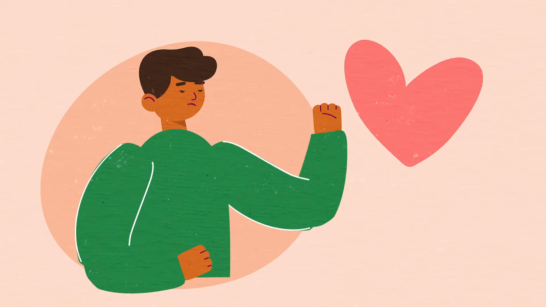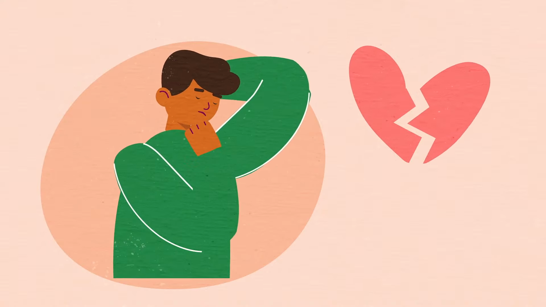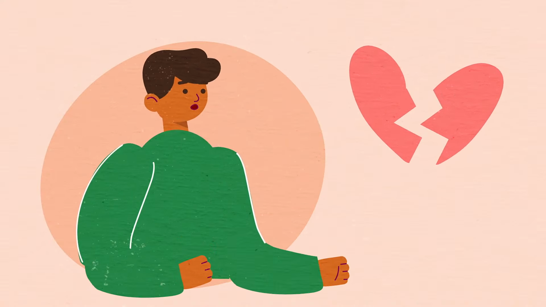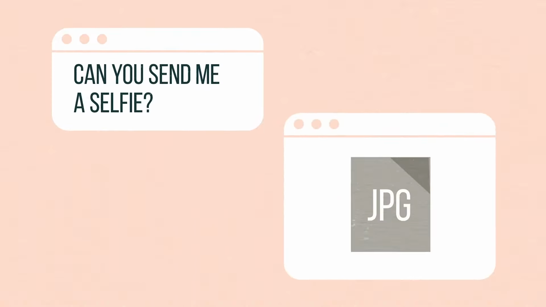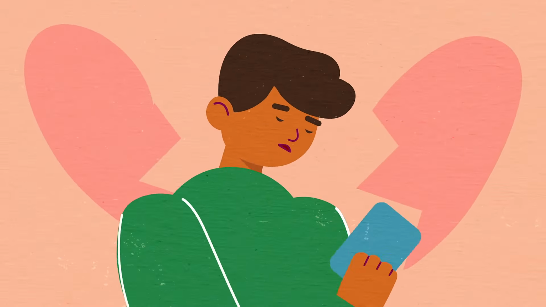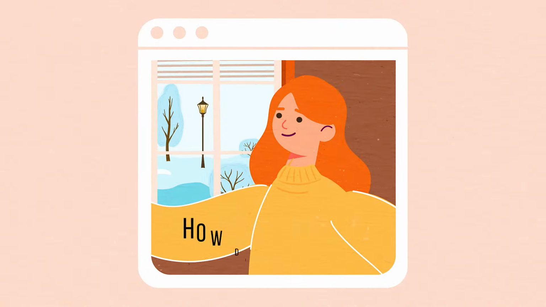Jamie wanted to know if his wife cheated on him. He wasn't sure if she actually went on that business trip in Australia. He asked her to send a selfie, which she did. When he saw the photo, he knew exactly that his wife was lying to him. How did he guess?